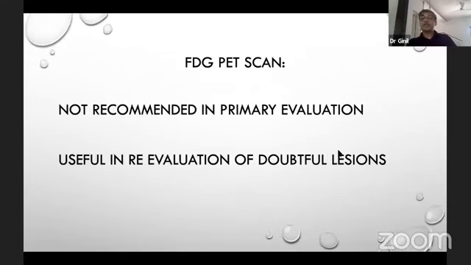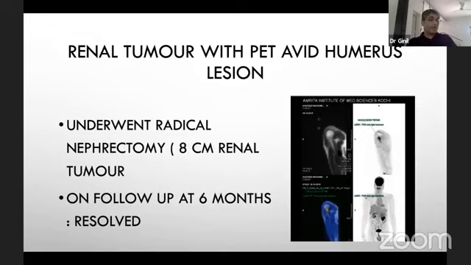FDG PET, is it indicated? It is not recommended in primary evaluation, but it has to be used in re-evaluation of doubtful lesions, not as a routine basis. This patient actually had a renal mass of around 8 centimeter, and he had some non-specific pain in the leg. So we evaluated with a PET scan. It showed a small uptake in the humerus where there was no symptom. We were confused whether we had to pursue that. Should we avoid a surgery?